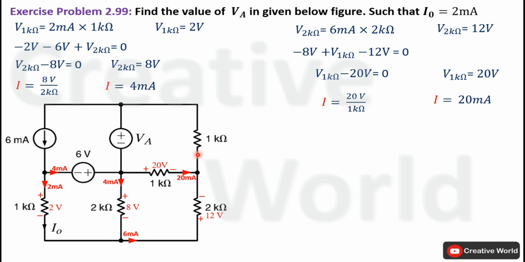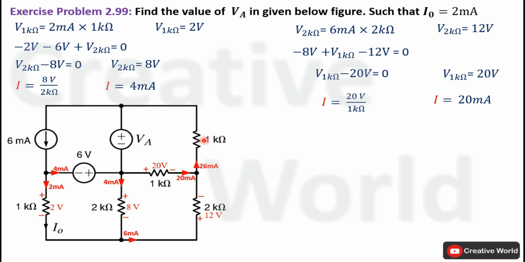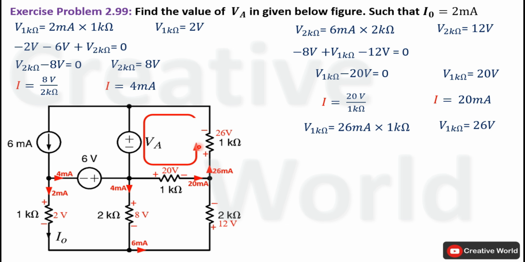After getting the value of current through this resistance, we can calculate voltage across this resistance, that will be equal to the product of current through it and the value of resistance. 26 milliampere multiplied by 1 kilo ohm. So the value of voltage across this 1 kilo ohm resistance will be 26 volt. And polarity notation of this 26 volt will be current entering terminal will be positive and current leaving terminal will be negative. Modify the network by indicating voltage across this 1 kilo ohm resistance.